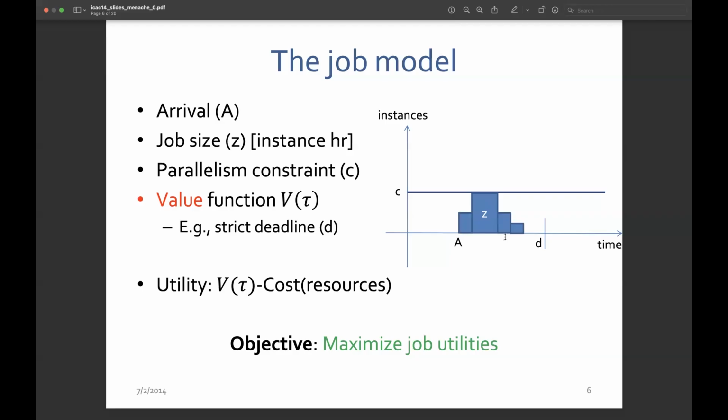The most important thing here is that from all these 4 tuples of the job model, they extract the utility function. The utility function is the difference between the value and the cost of the resources. So their objective is to maximize the job utilities.